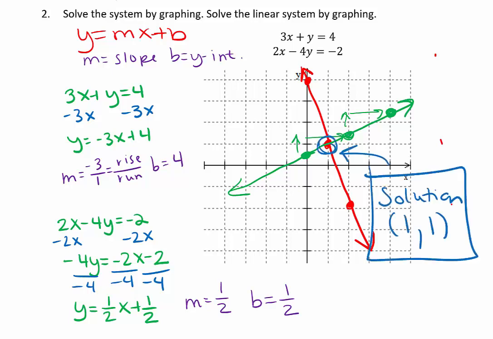To finish, the solution is the point that lies on both lines. In other words, I read the point where they cross. In this case, they cross at x equals 1, y equals 1, and so that's my solution.